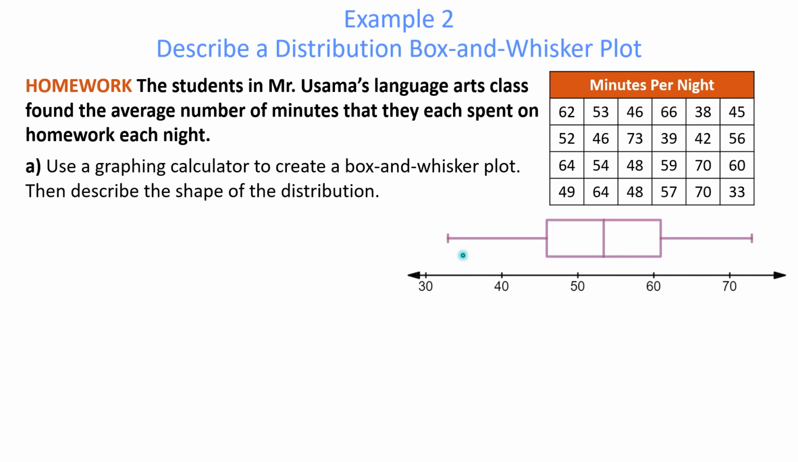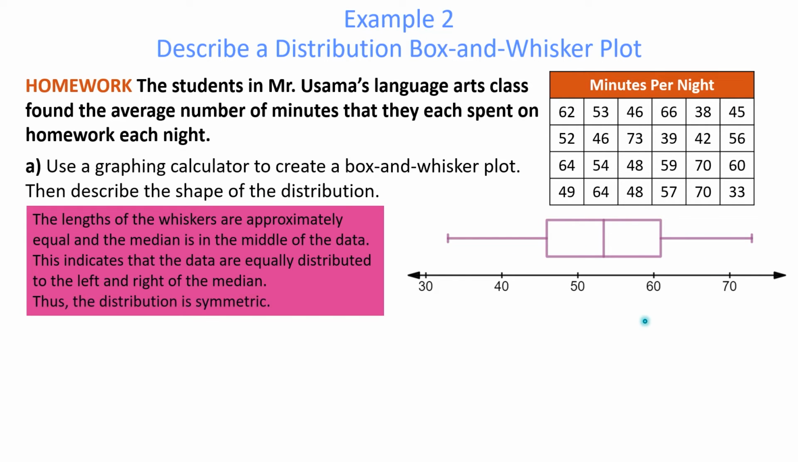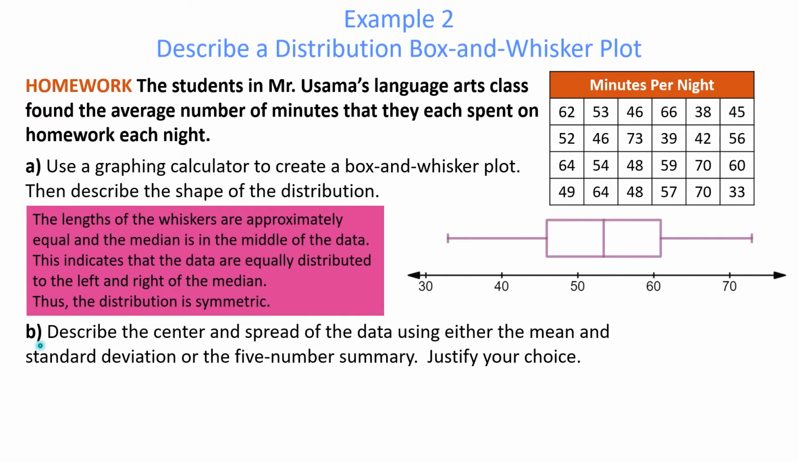Now, if you look at the length of the whiskers, you can see that they are approximately equal, and the median lies in the middle of the data. And this indicates that the data are equally distributed to the left and to the right of the median. So this is a symmetric distribution. Part B. Describe the center and spread of the data using either the mean and standard deviation or the 5-number summary. Justify your choice.